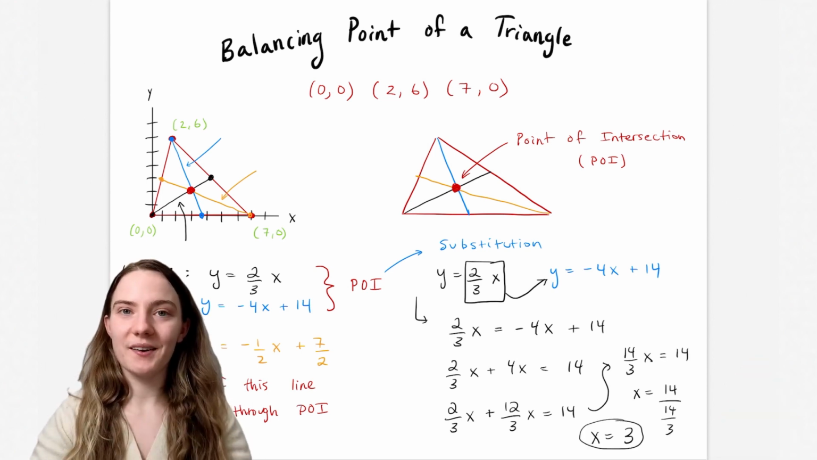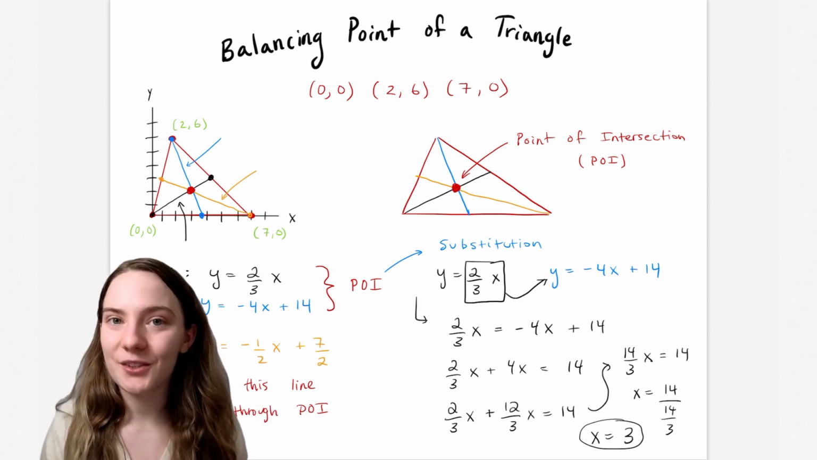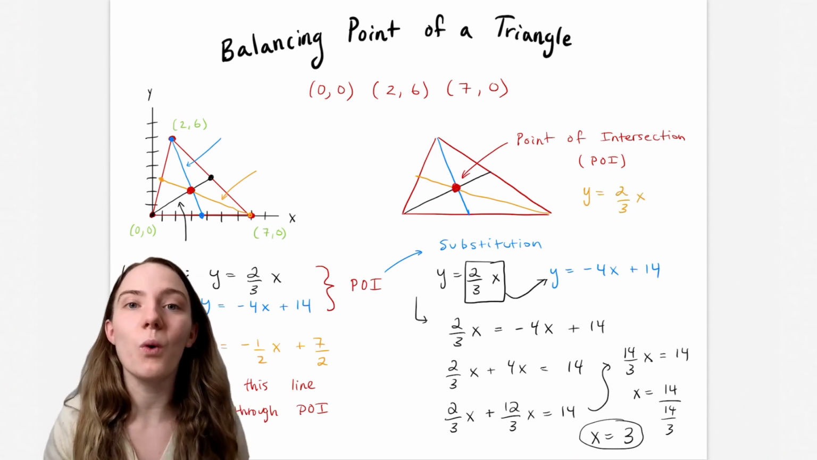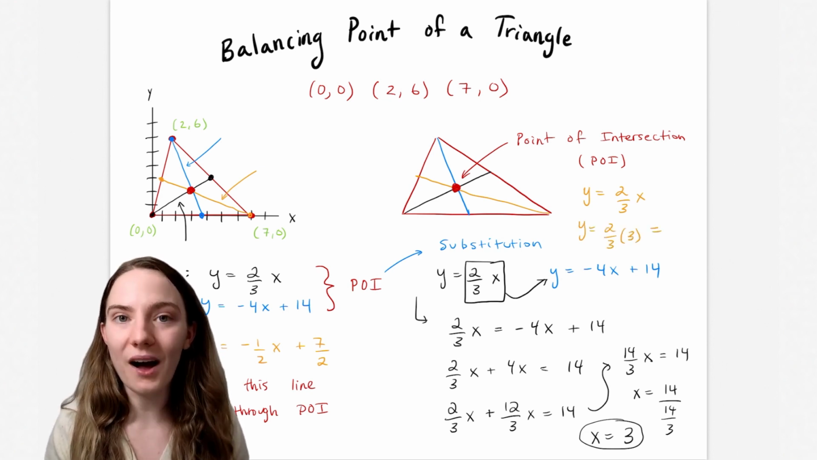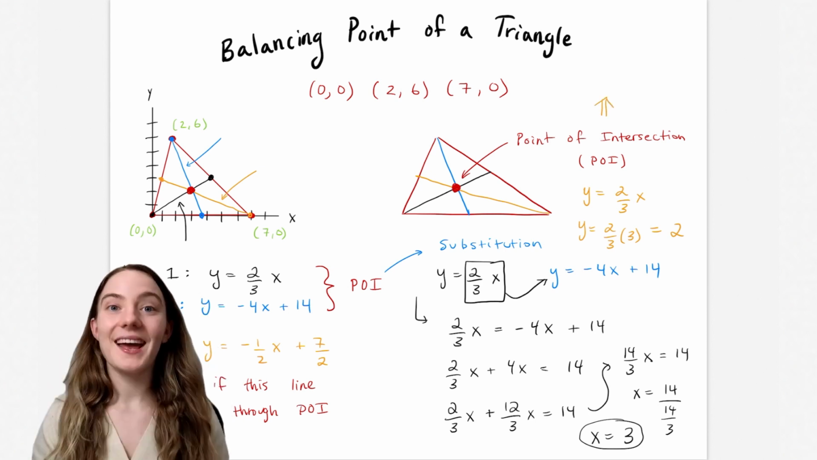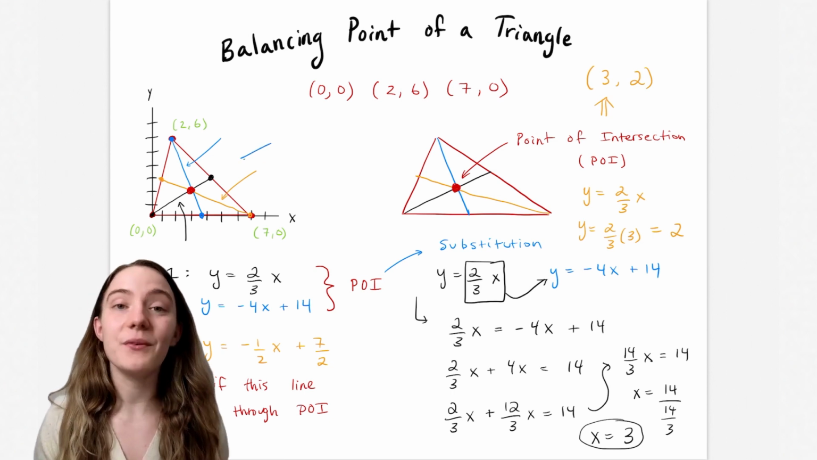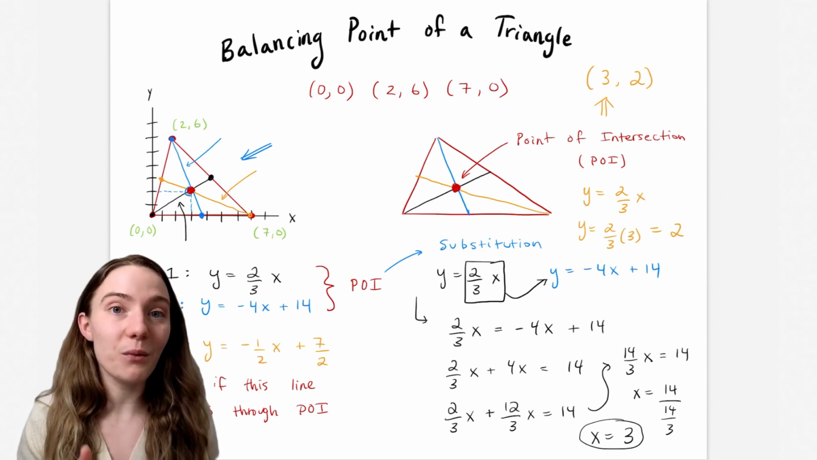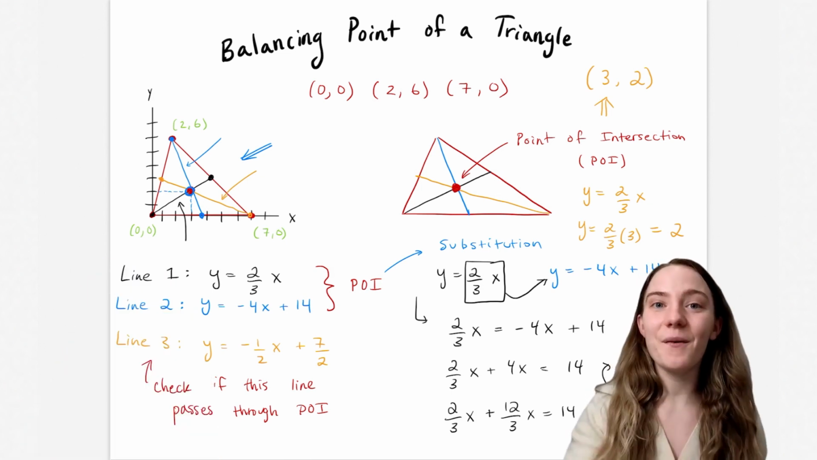Now don't stop there. We have the x value, but we also need the y value. It's super easy though. All we need to do is take x and plug it back into one of our equations. If I do that using the first line, we can see that y is equal to 2. And that is our point of intersection, (3, 2). If we look back at our original diagram, you can see that we had roughly predicted that the point of intersection would be at the point (3, 2). Isn't that cool?